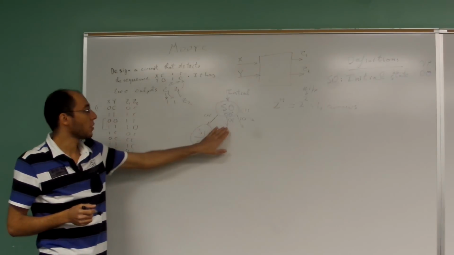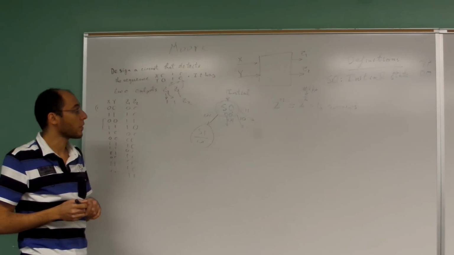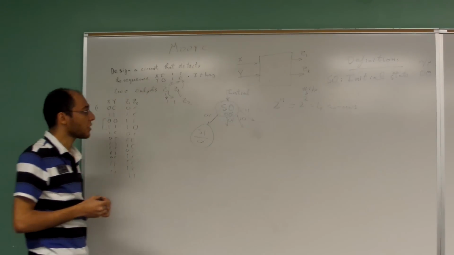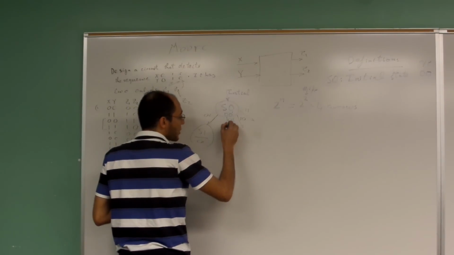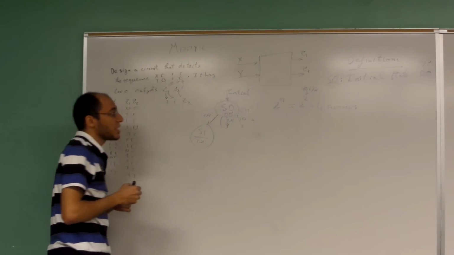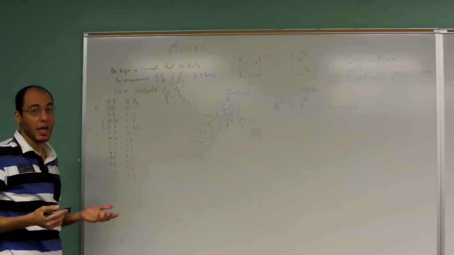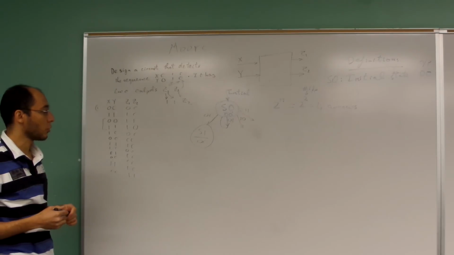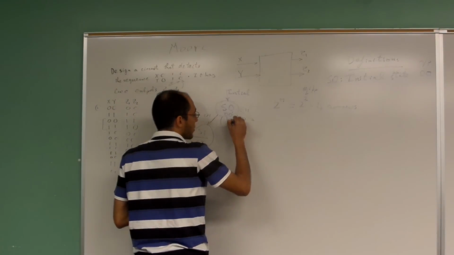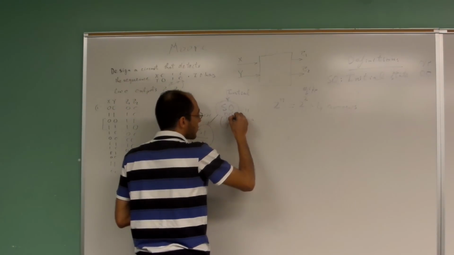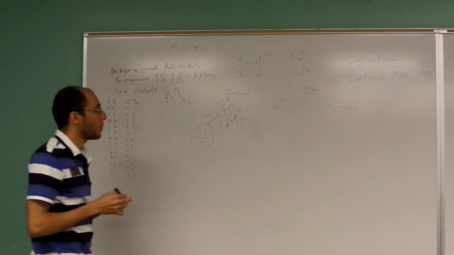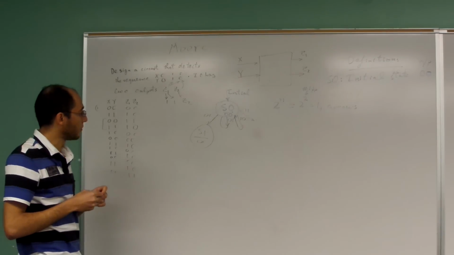Let's continue with 0, 1. Is 0, 1 a part of the sequence that I'm looking for? It turns out to be not the case. And that's why I have to loop back to S0. Why? Because it means that I'm still at an initial state, and I haven't yet received the sequence that I'm looking for. Similarly, the 1, 0 loops back to state S0 as well. Why? Because 1, 0 is not a part of the sequence that I'm looking for.